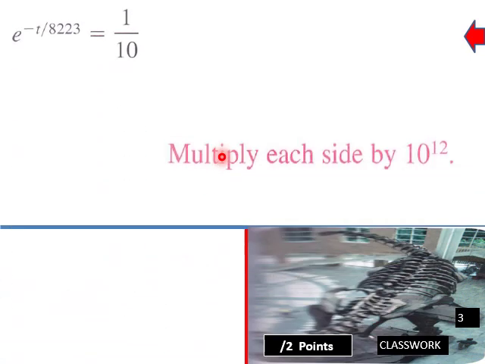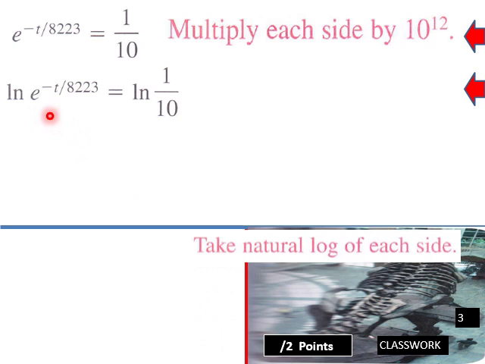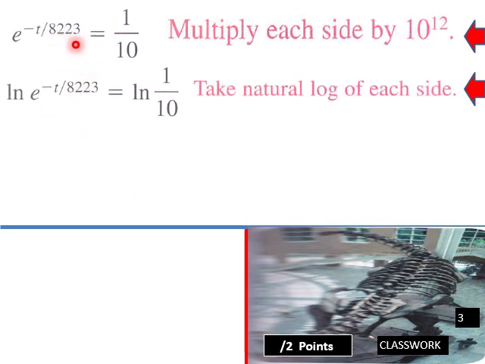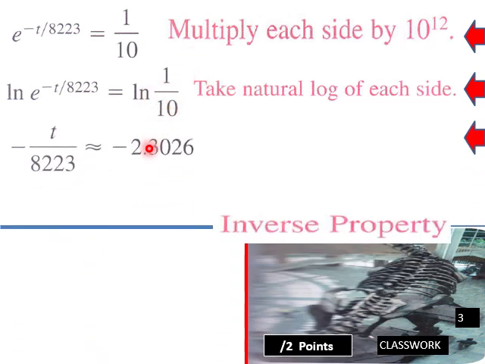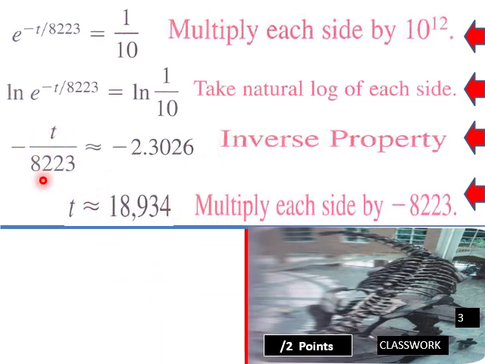So to do that, multiply each side by 10 to the 12th to get rid of this. That will give us this, and we take the natural log now to get rid of the e to this amount up here. So natural log this, and natural log that. Now we have negative t over 8223 equals negative 2.3026. Then to isolate t, we multiply both sides by negative 8223, and we get this amount.